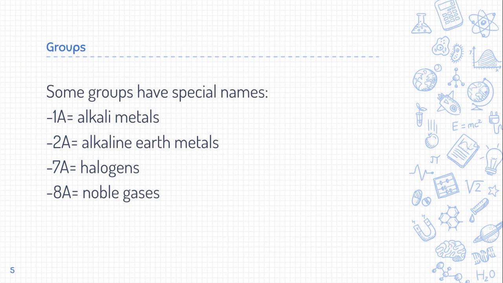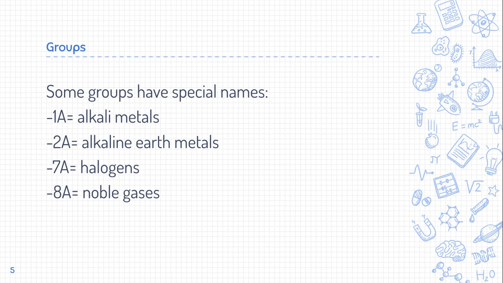So now we'll move on to talking a little bit more about groups. So a lot of the groups have special names that we use to identify them. In this example, I'll talk about group 1A, which is furthest to the left, that leftmost column on the table. Those are your alkali metals. Then right next to them, group 2A is your alkaline earth metals. And then when you jump over to the other side of the table, you have group 7A, which are your halogens, and group 8A, the noble gases.